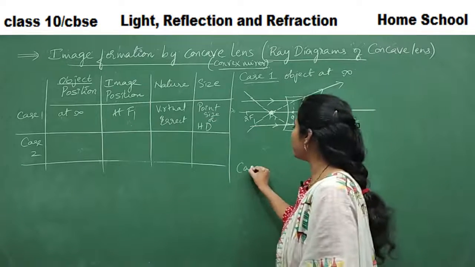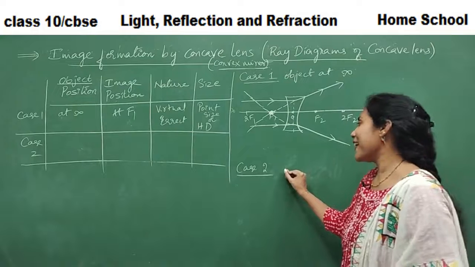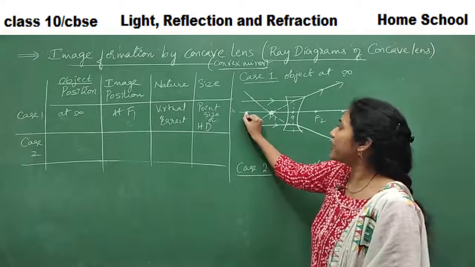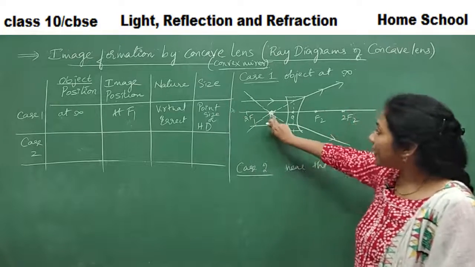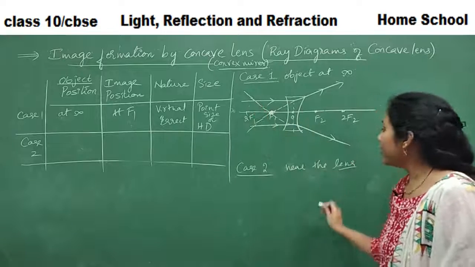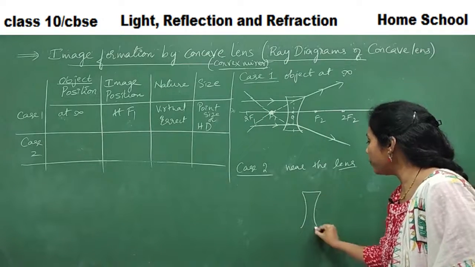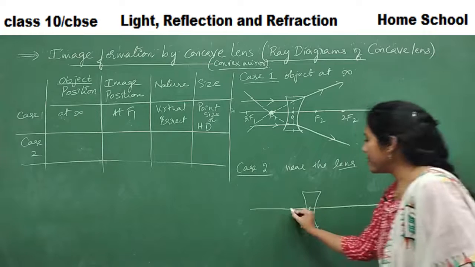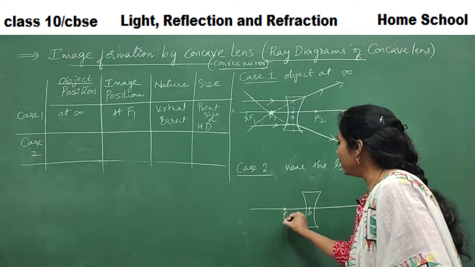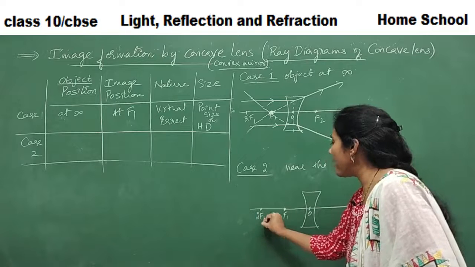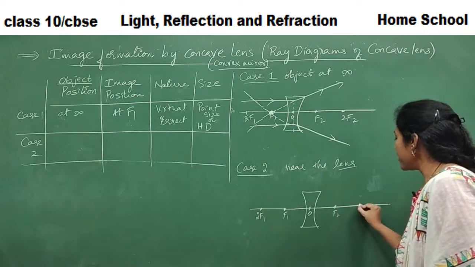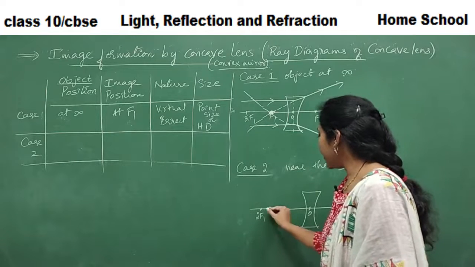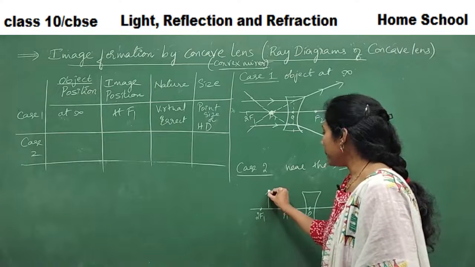Coming to case 2. In case 2, the object is kept near the lens. Near the lens means anywhere: you can keep the object behind 2f1, at f1, or anywhere. So carefully observe here. This is my optical center O, this is our principal axis, and here is our f1, and this is our 2f1. This is our f2, and this is our 2f2. Where am I keeping my object? Let me think that I'm keeping my object here.